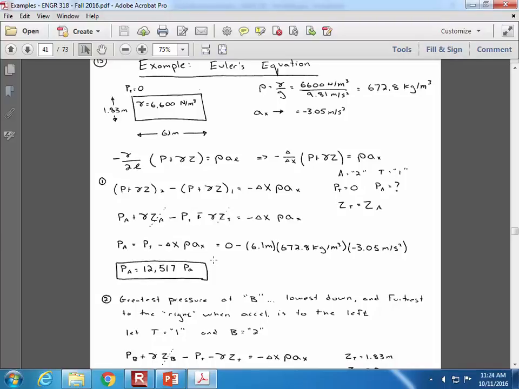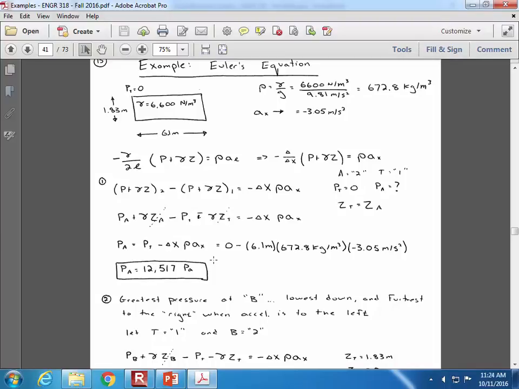Now, just because I think it's interesting, I don't want to lump it all together in one step. I'm curious to know the individual contribution of each of these components that's adding to the pressure at B. So it's 12,078 pascals for the first grouping and 12,517 pascals from the second.